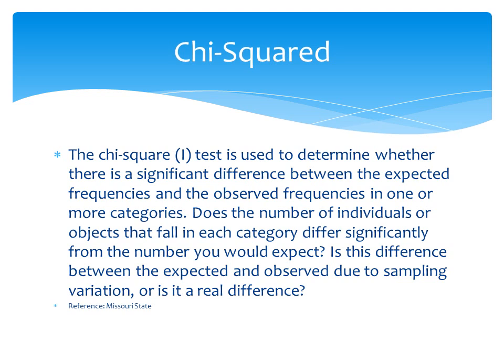The chi-squared test is used to determine whether there's a significant difference between the expected frequencies, so what we would expect, and the observed frequencies in one or more categories. Does the number of individuals or objects that fall in each category differ significantly from the number you would expect? Is this difference between the expected and observed due to sampling variation, or is it a real difference?